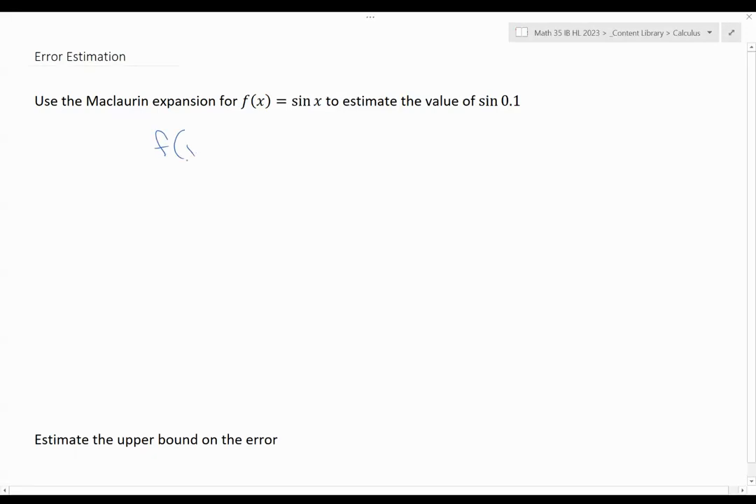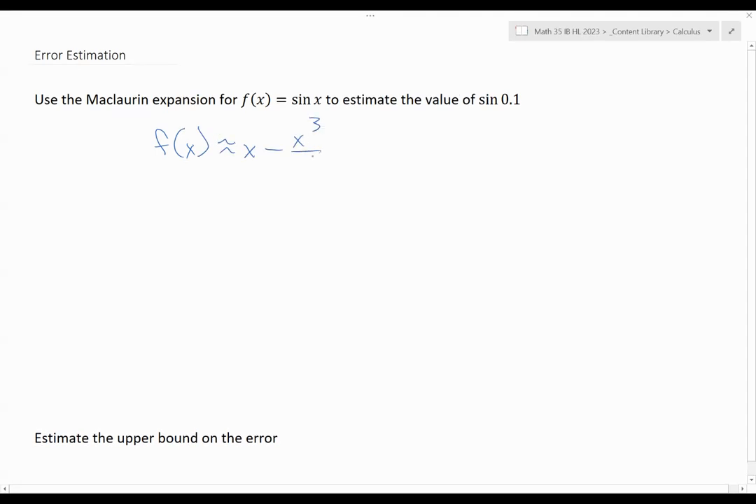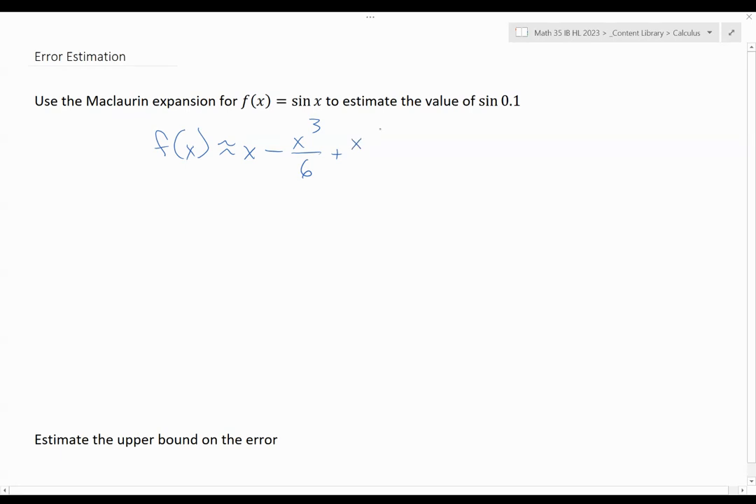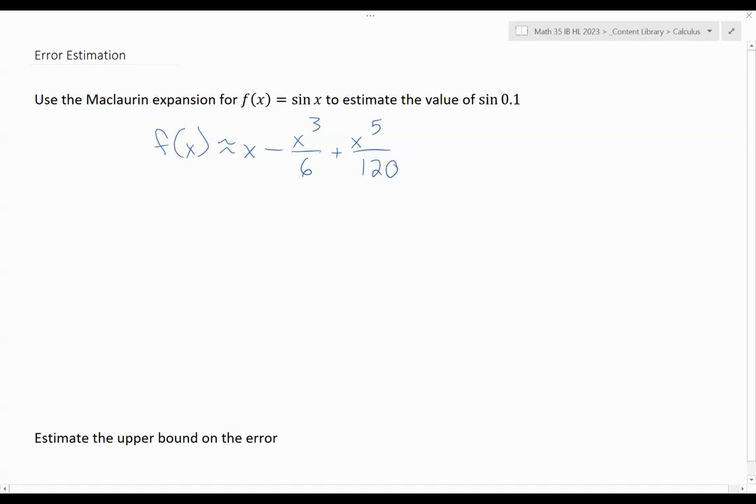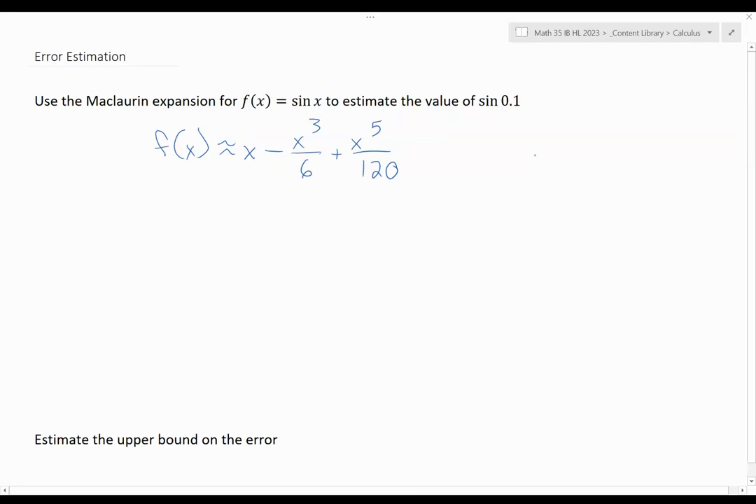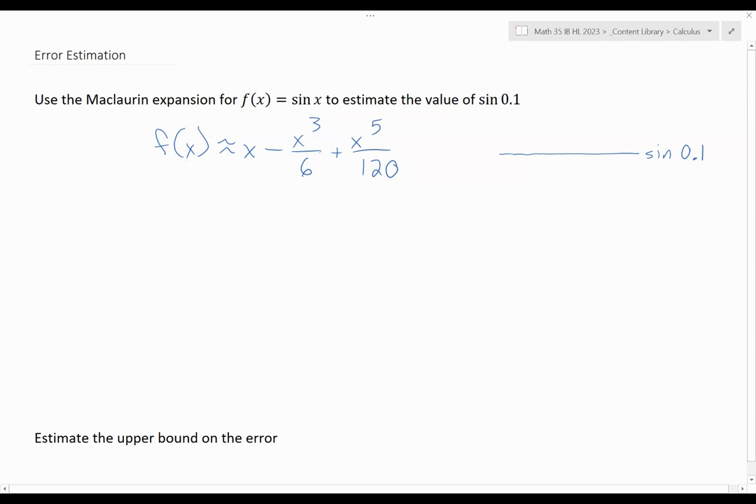So f of x is approximately equal to x minus x cubed over 6 plus x to the power of 5 over 120. Now, what I'll note here is that because these terms alternate, I'm going to alternate between having an underestimate and an overestimate. So if this, for example, were the true value of sine 0.1, my first estimate is going to be over. X is 0.1, that's going to be too much.